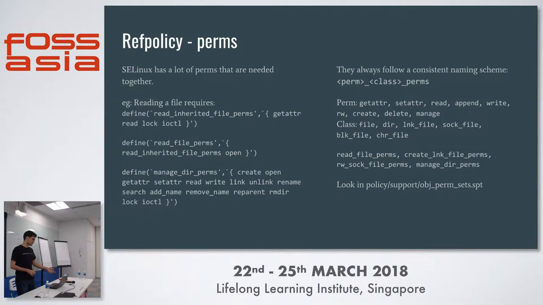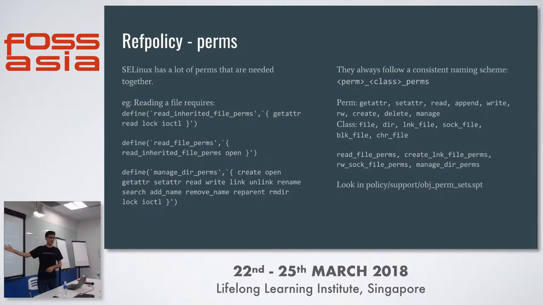So there's these defines which are sets. So read file perms will give you open permission and read inherited files. Read inherited files will give you getattr on that. So if you use this read file perms define, it just gives you everything you need. And everything underneath is usually safer, so read will be the most important one. And then manage will give you pretty much everything: create, unlink, write, remove, all of the things on it.